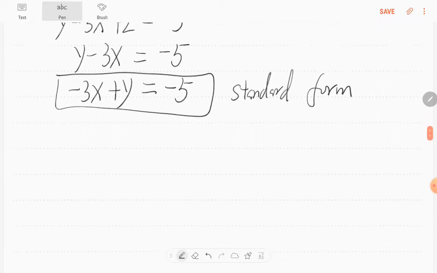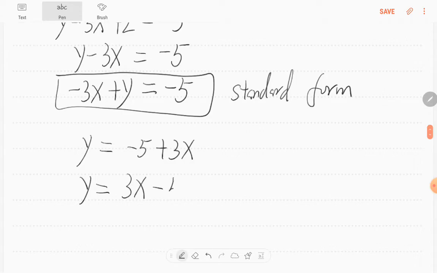Okay, so from the standard form, we can find the slope-intercept form. We just solve for y. So we add 3x on both sides. So it would be y equals negative 5 plus 3x. Let's put the x first. y equals 3x minus 5. This tells us that the slope is 3. The intercept is 0, negative 5. Right? So this is called slope-intercept form.